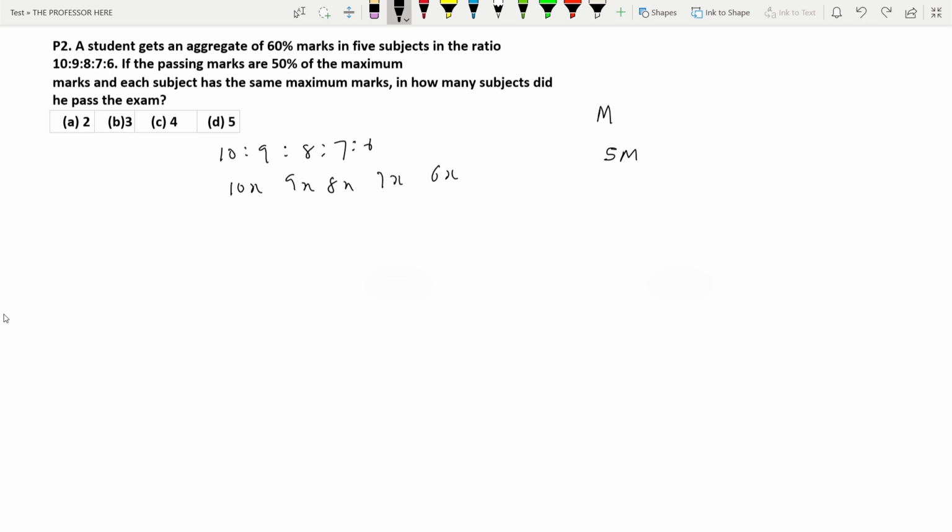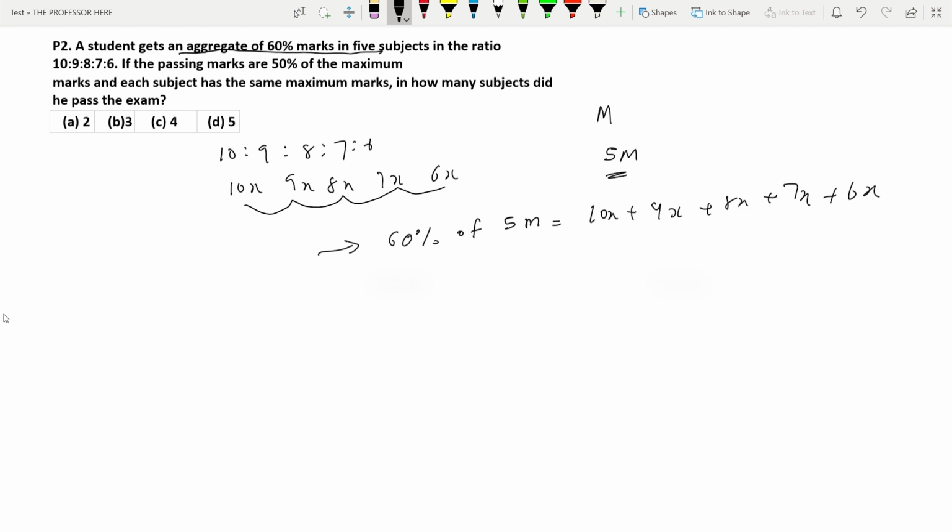The question says the student has scored an aggregate of 60% marks in 5 subjects, which means 60% of total marks, which is 5m. 5m is equal to 10x plus 9x plus 8x plus 7x plus 6x. So 60% of total marks is equal to the sum of the individual scores for the 5 subjects. So it becomes 60 by 100 into 5m equals 10 plus 9, 19, plus 8, 27, 34, 40, so 40x.